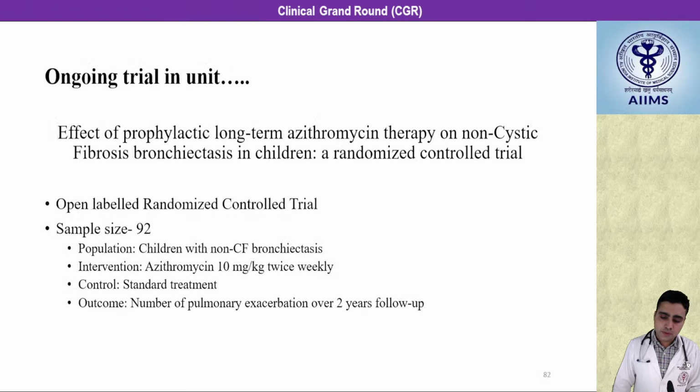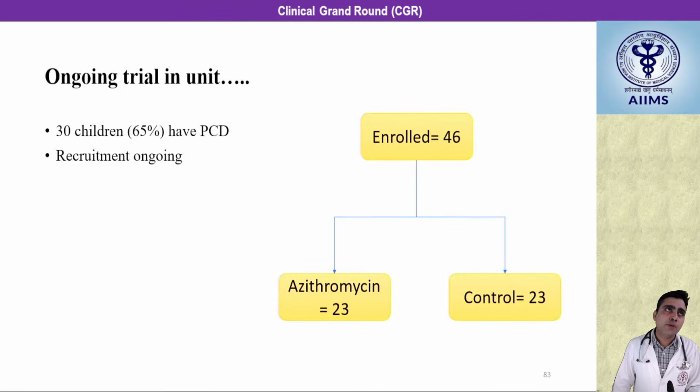And currently we have a trial ongoing in the unit, which is about the effect of prophylactic long-term azithromycin on non-CF bronchiectasis in children. Here it's an open label trial with a sample size of 92. In the intervention we are giving azithromycin at 10 mg per kg twice weekly, and the outcome is the number of pulmonary exacerbations over 2-year follow-up. As of now we have enrolled 46 patients, 23 in each azithromycin and control group, and even though it's for non-CF bronchiectasis, a large number of patients, around 65%, are PCD in that trial.